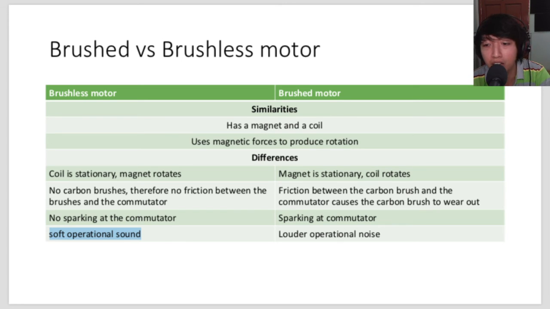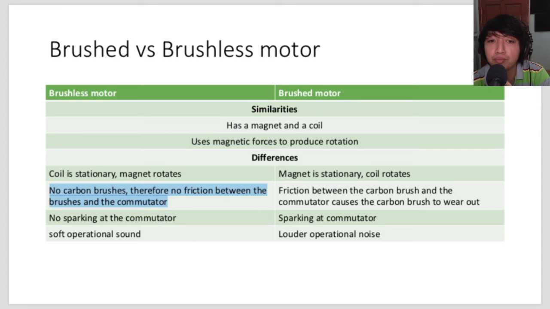So brushless motors you would find when it's important for the motor to not be so loud. For certain circumstances, things like air conditioning or household appliances basically. Some of them, probably the more expensive ones that have a softer sound, would use a brushless motor. They also probably last a little bit longer because there's no friction.